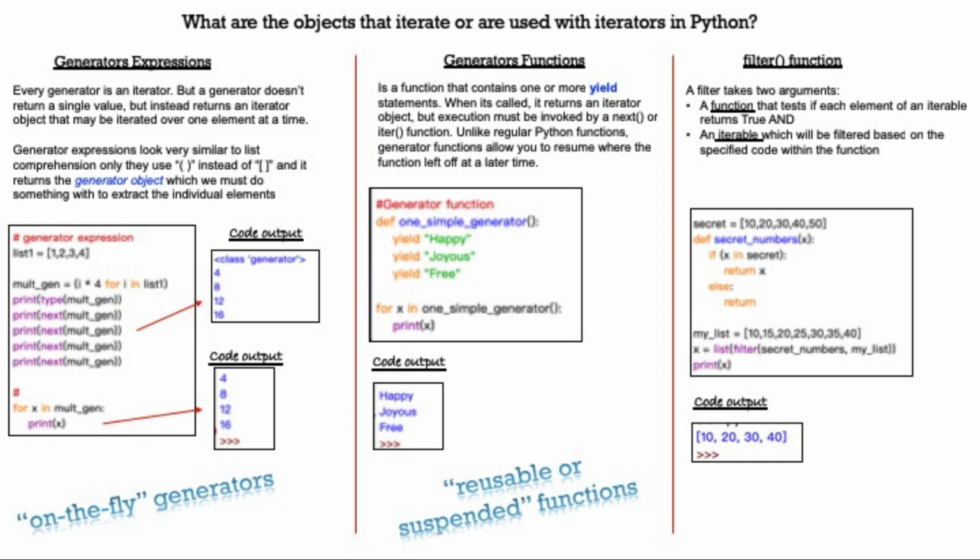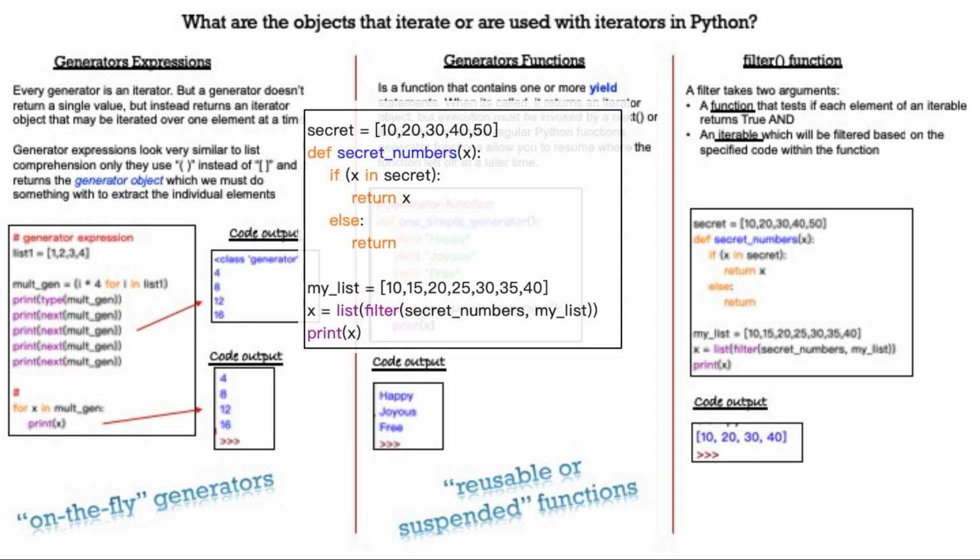Then finally, we get to our filter function. Here, a filter takes 2 arguments: a function that tests if each element of an iterable returns true, and the iterable, which will be filtered based on the specified code within the function. So what happens here? We define a function, secret_numbers, and pass it the parameter x. If x in secret, return x, else return, and a return with nothing in it will return None.